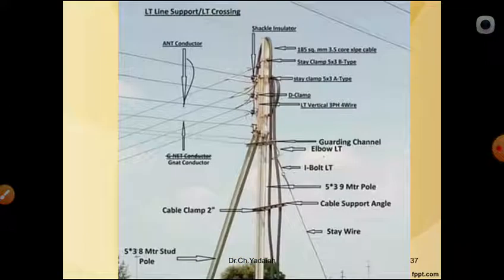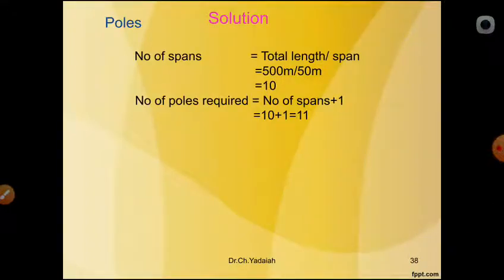Similar to this one, wherever this space is not available, we can use a vertical arrangement also. Let us do it. First thing is the number of spans. How are we going to find the span? The span is the total length divided by the number of spans, that is the length of the span.